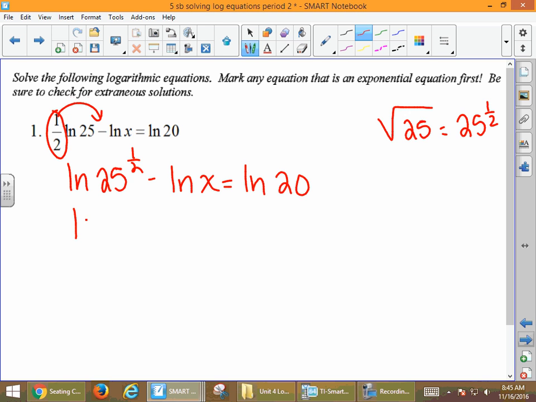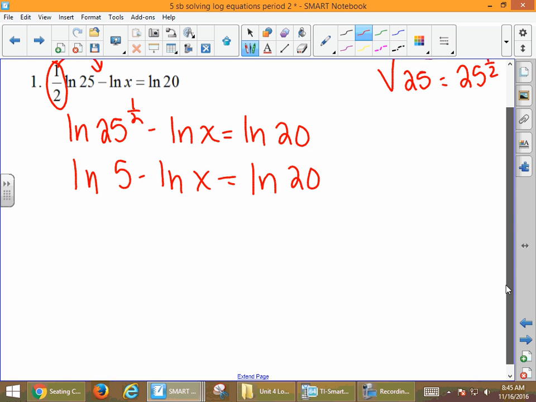5. So we get natural log of 5 minus natural log of x equals natural log of 20. And we still need to apply the properties. We want to turn this equation into one logarithm on one side of the equals and one logarithm on the other side of the equals.